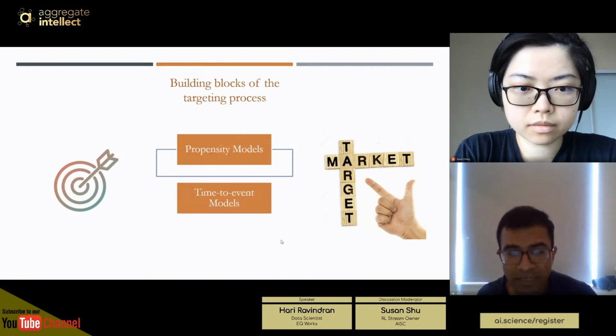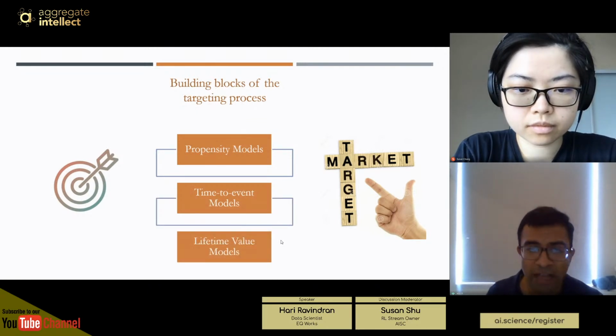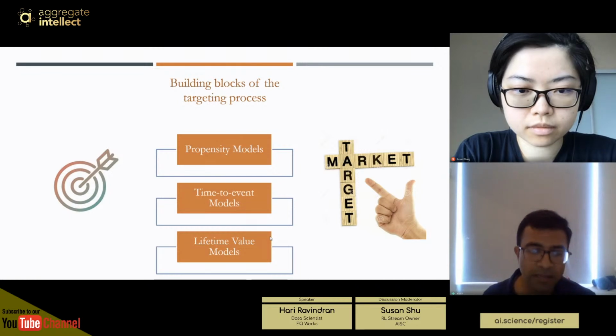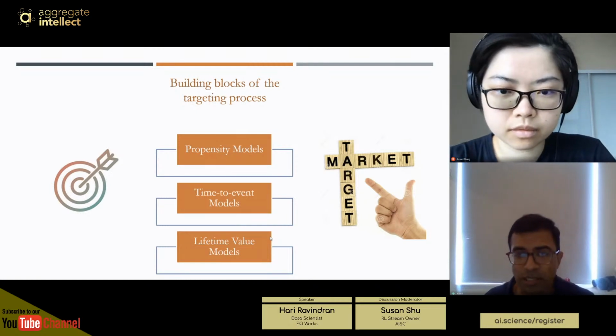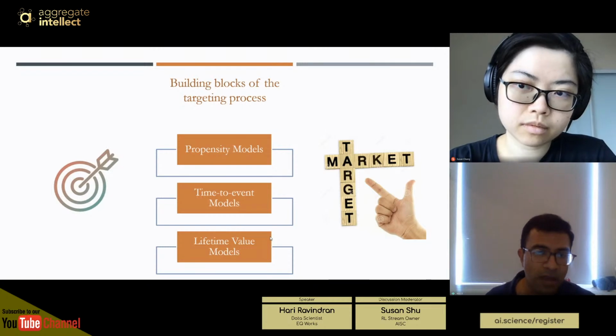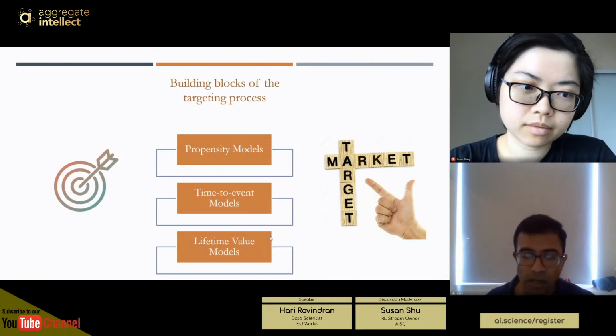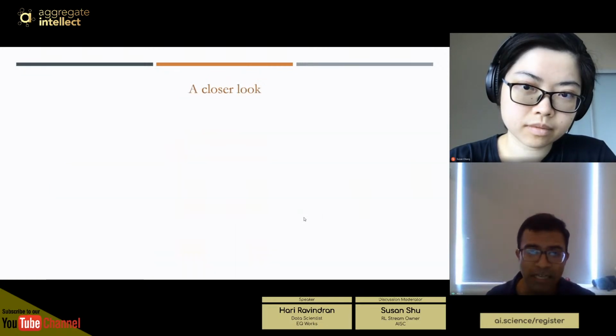You also have time to event models. You also have lifetime value models. Together, by no means is this delineation of models complete. But I hope to show you that within this framework of answering an optimization kind of problem, you can translate the problem into a modeling problem. And once you translate that, you're essentially dealing with either a propensity model, a time to event model, or a lifetime value model. So let's take a look at propensity models in more detail.